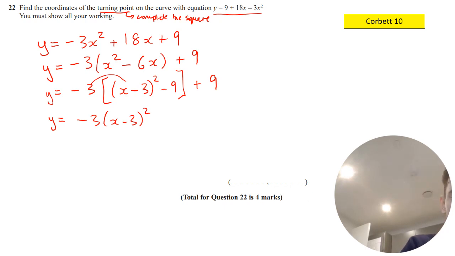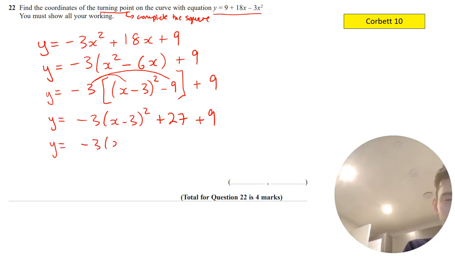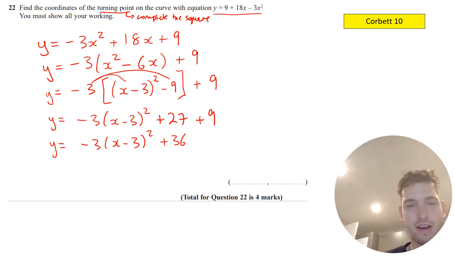So the first thing I've got is this minus 3 times by x minus 3 all squared. But then I've got minus 3 times by minus 9, which is plus 27. I've still got this plus 9. Finally, let's simplify this by adding the 27 and the 9. And now it's in the form where I can identify the turning point.